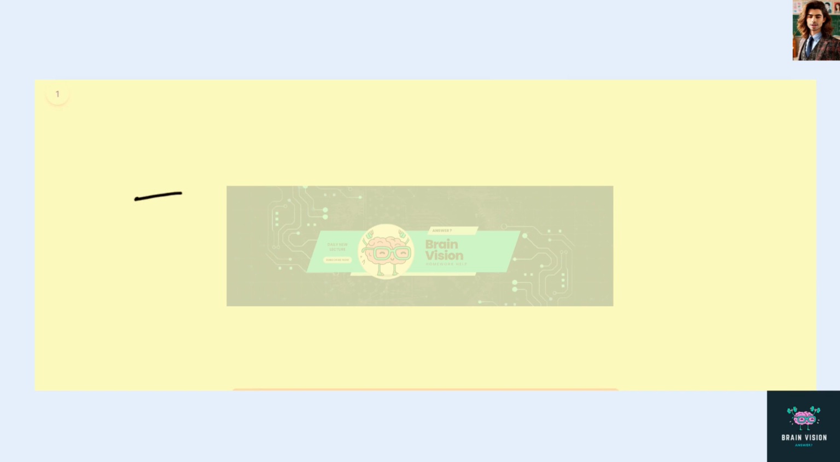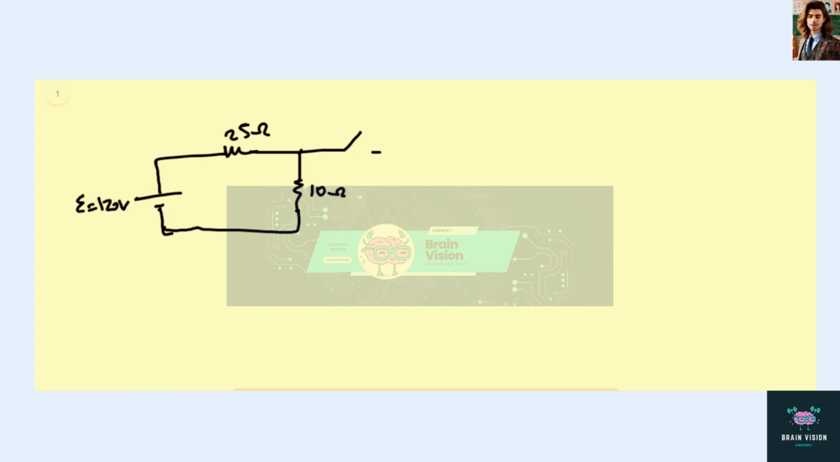We're given a circuit in a gravitational field. This resistor is 25 ohms, this one is 10 ohms, and the resistance here, the EMF provided by the battery, is 120 volts. We have a switch here, and there is a metal bar that is free to move, sitting horizontally. So this is kind of like the top view.